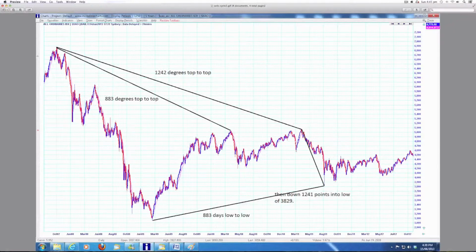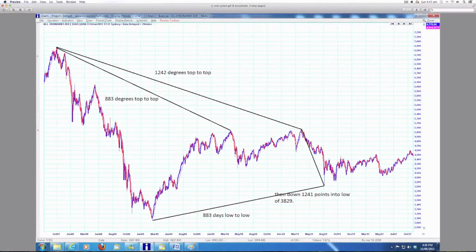If you want to be prepared, you have to do the work. If you expect a computer program, a black box to do the work for you, you're going to be very, very disappointed. Now then, we have got the other two time frames going here. We've got 883 degrees top to top, and we've got 883 days low to low. There's balance, like I said before when I was looking at the first chart. All I need is balance, and that's all I'm looking for.